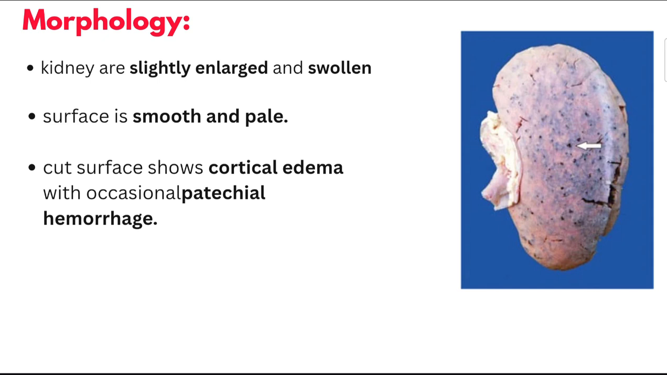Upon cutting the kidney, the internal structure reveals cortical edema, which is essentially swelling due to fluid accumulation. Additionally, you might notice occasional petechial hemorrhages, small red or purple spots caused by bleeding. These details are essential markers that help differentiate this condition from others. This morphological understanding sets the stage for the more detailed microscopic examination that we will discuss in the next slide.